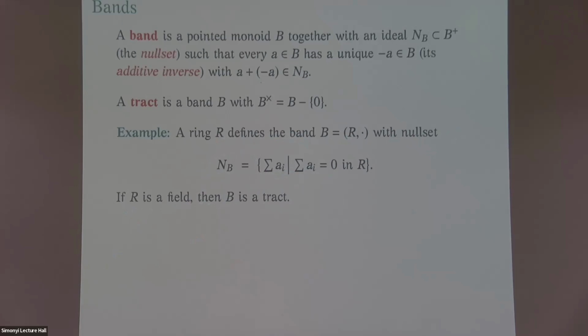So the first sigma happens in B plus. The second sigma happens in R itself. Yeah, precisely. These are two different sigmas. This is a formal sum, and this is an actual sum.